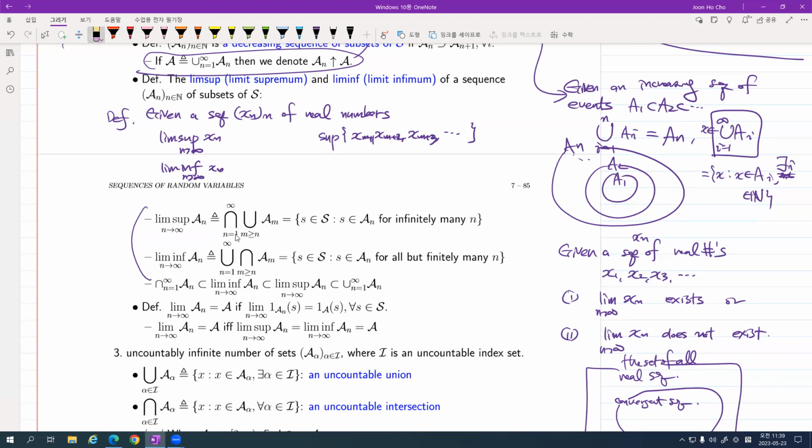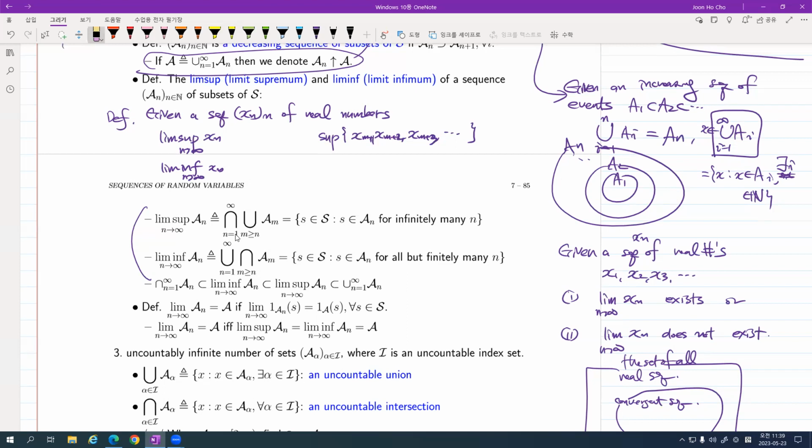Right? Supremum of this set. You can interpret the supremum as maximum, but maximum may not exist in some cases. However, supremum exists, right? You know what that means by supremum? Least upper bound. Okay?